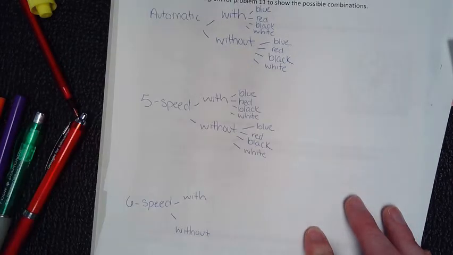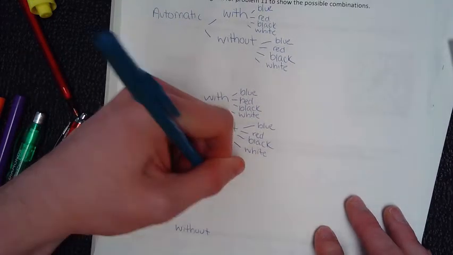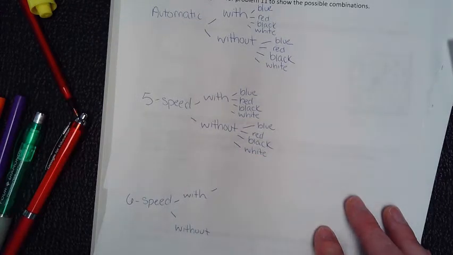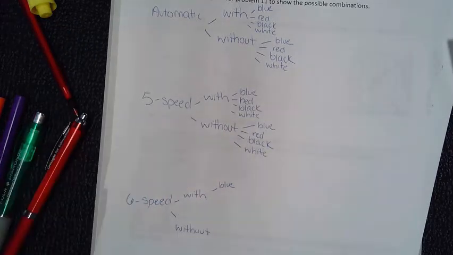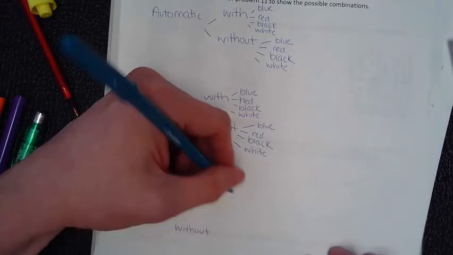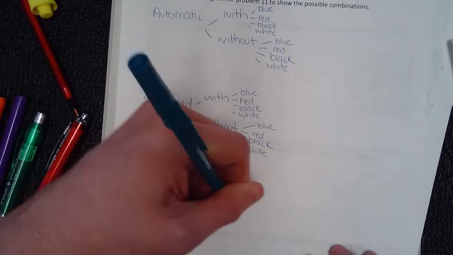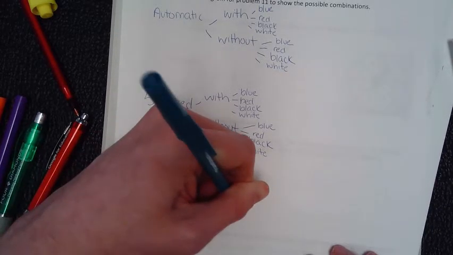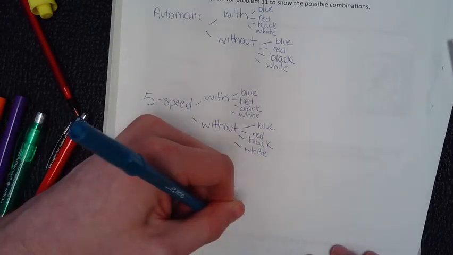And finally, I can get the 6-speed in blue, red, black, white. Mr. Shaker, how do you get colors if there's no sun? The sunroof is not the color of the car. The color of the car is blue, red, black, or white. A sunroof is typically just made of glass. Blue, red, black, white.